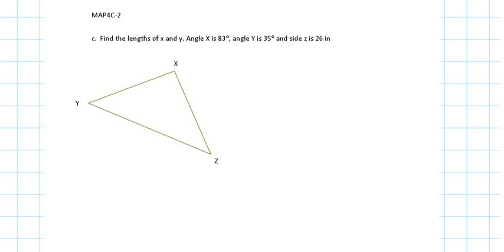So this question is asking you to find the length of x and y. Given angle x is 83 degrees and angle y is 35 degrees and side z is 26 inches. All right, so it's asking you to find length x and y.